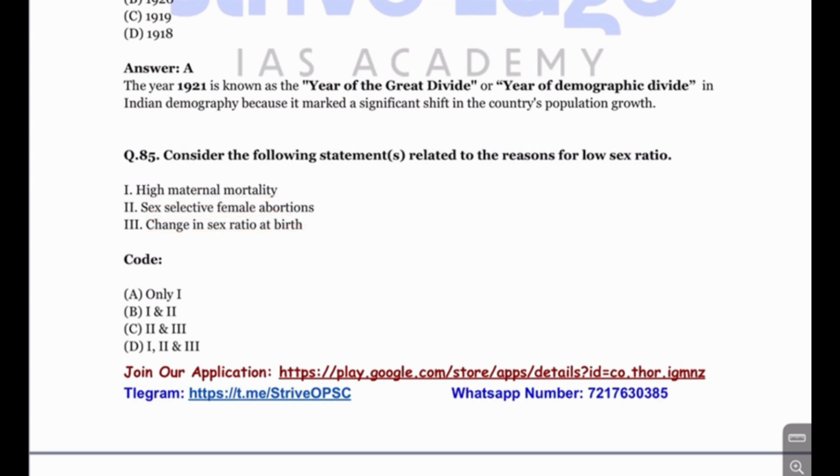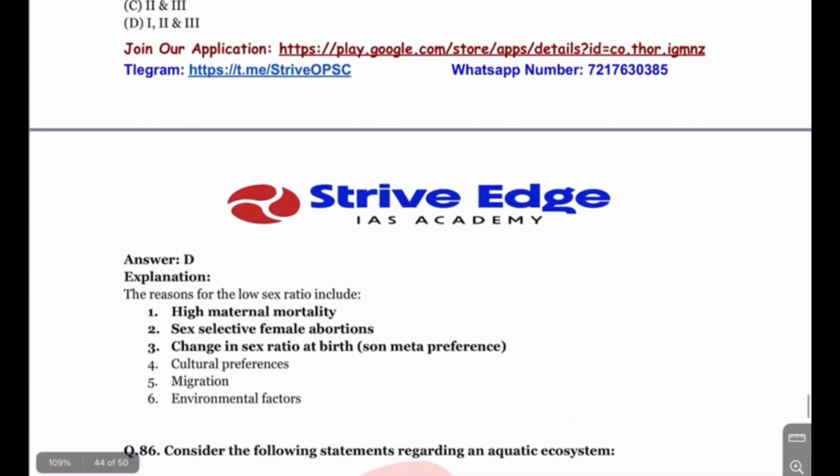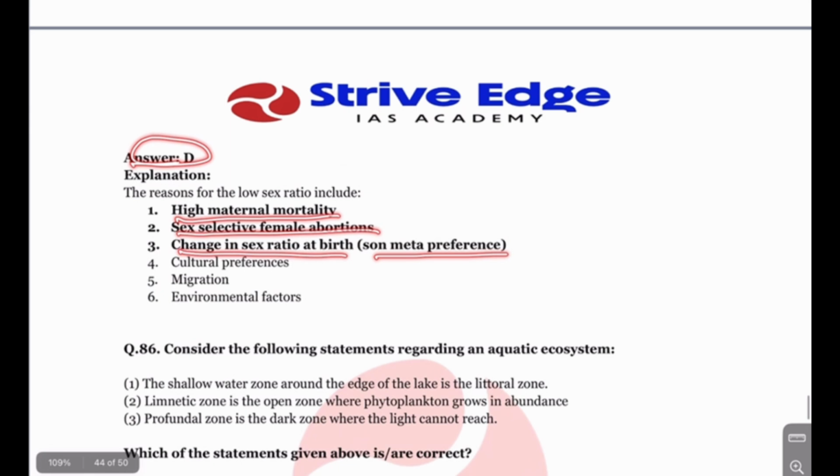So this is also a reason. So all the options are correct. So answer is D. So high maternal mortality rate, sex selective abortion, change in sex ratios, son meta preference, cultural preference, migration, environmental, these are some factors for low sex ratio.